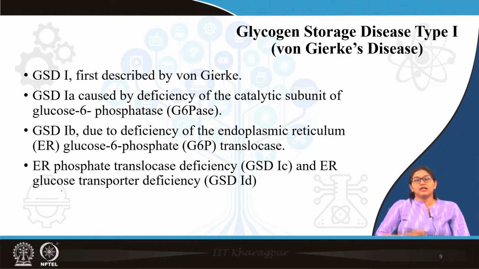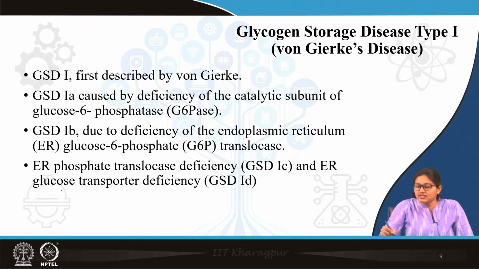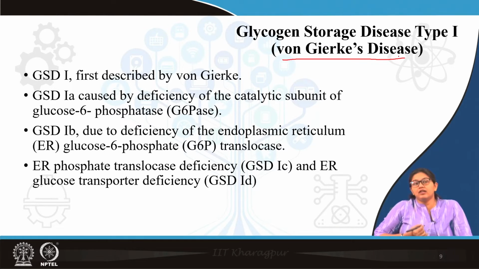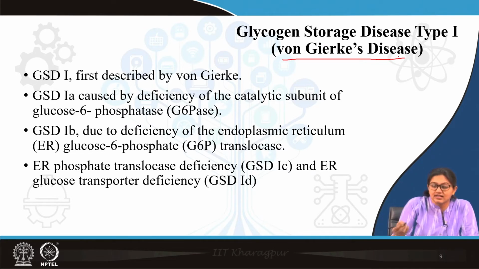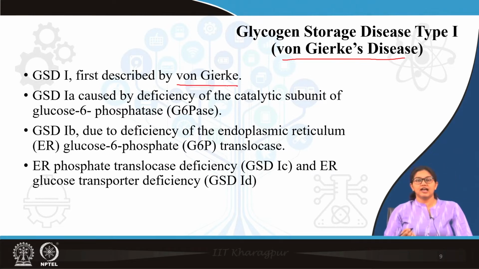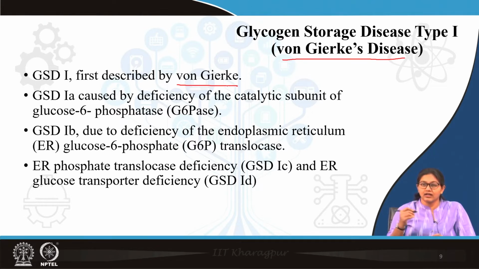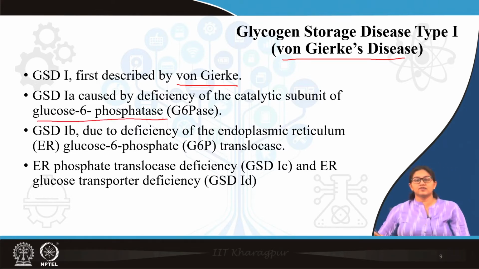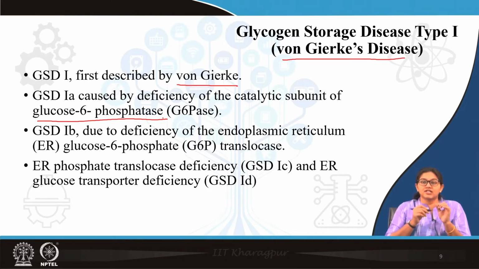Next, we will discuss type 1 glycogen storage disease. This is the most important one, which is known as von Gierke's disease. It is named after the person who first described it, von Gierke. Now, the cause of this disease is related to the enzyme glucose 6-phosphatase. When glycogen is breaking down, it forms glucose 6-phosphate, which is finally broken down by glucose 6-phosphatase.